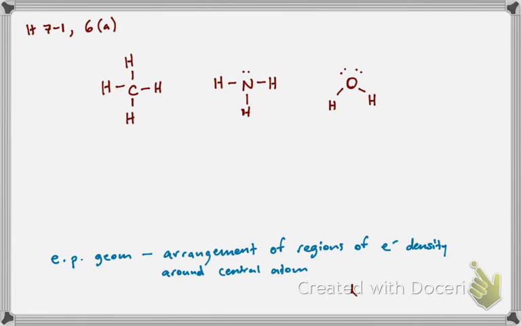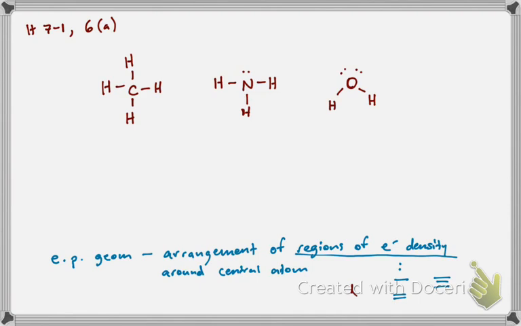Okay, and by regions of electron density, I'm being general. So it could be a lone pair, right? So it could be a pair of dots. It could be a single bond. It could be a double bond, or it could be a triple bond. Okay, but whenever I see those, I'm going to include them as simply one region. Okay, so let me show you how to do that.